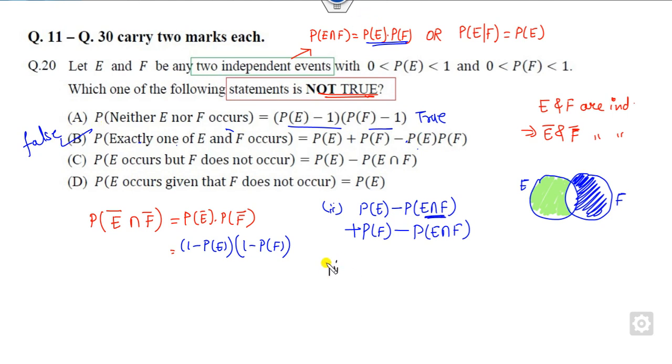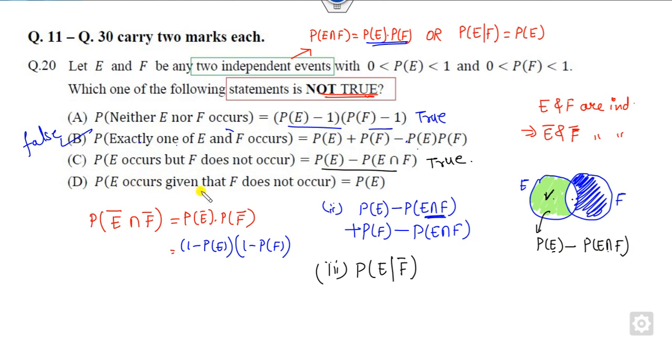Look at the third part: probability of E but F does not occur. What is the meaning of that? E occurs, F does not occur means this portion. How do you write this portion? It is probability of E minus probability of their common portion. So E minus this, that's the same. This is a true statement.